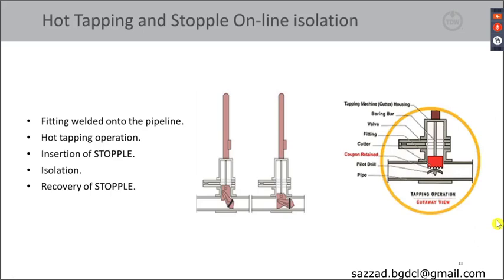Okay, I'm now going to talk about the other technique, which is hot tap and stopple online isolation. Online or intrusive isolation is where you have a stopple that is inserted into the pipe through a hot tap fitting that is purpose-built for the pipeline. The hot tap fitting, also referred to as a split T, is welded onto the pipeline at the required location.